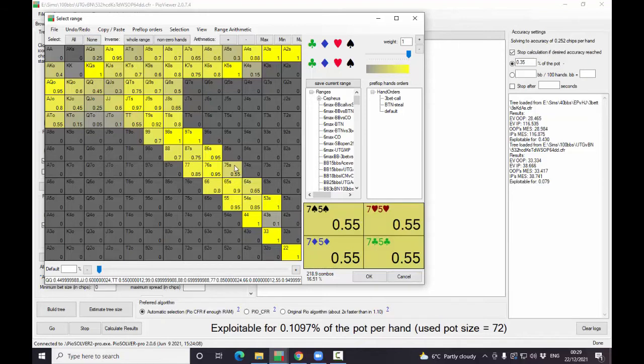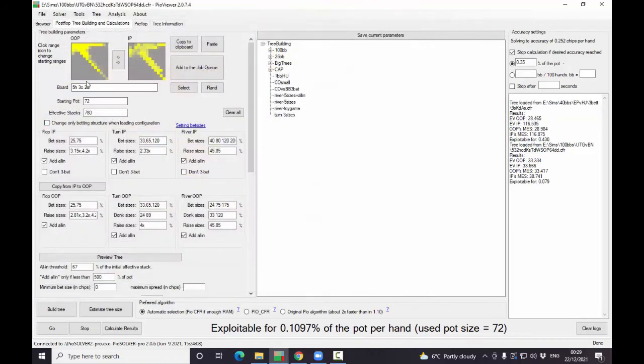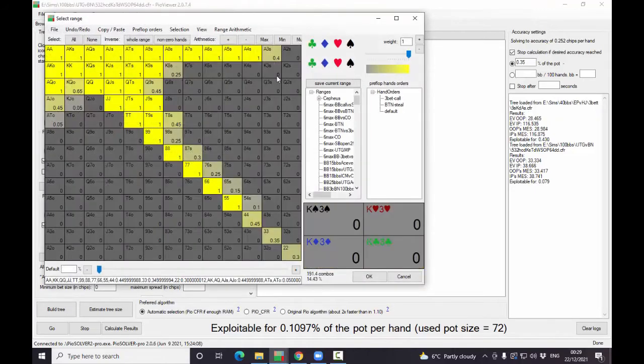And this is how you set up a spot in PIO. You set up the range in this way. You can also save the ranges, so that if you want to run a similar spot in the future, you can just retrieve the range, and you'll see I have a lot of saved ranges for different stack depths and positions. So out of position is the under the gun raiser.